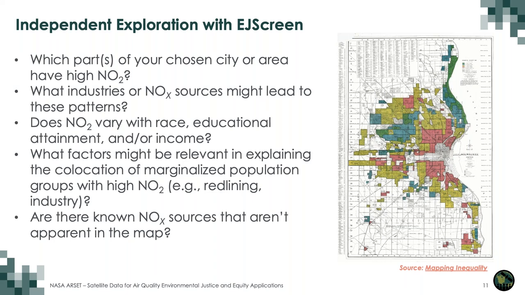Which parts of your chosen city or area have high NO2? What industries or NOx sources might lead to these spatial patterns of high NO2 in certain areas of your city or region? Does NO2 vary with race, educational attainment, or income? What factors might be relevant in explaining the co-location of marginalized population groups with high NO2?